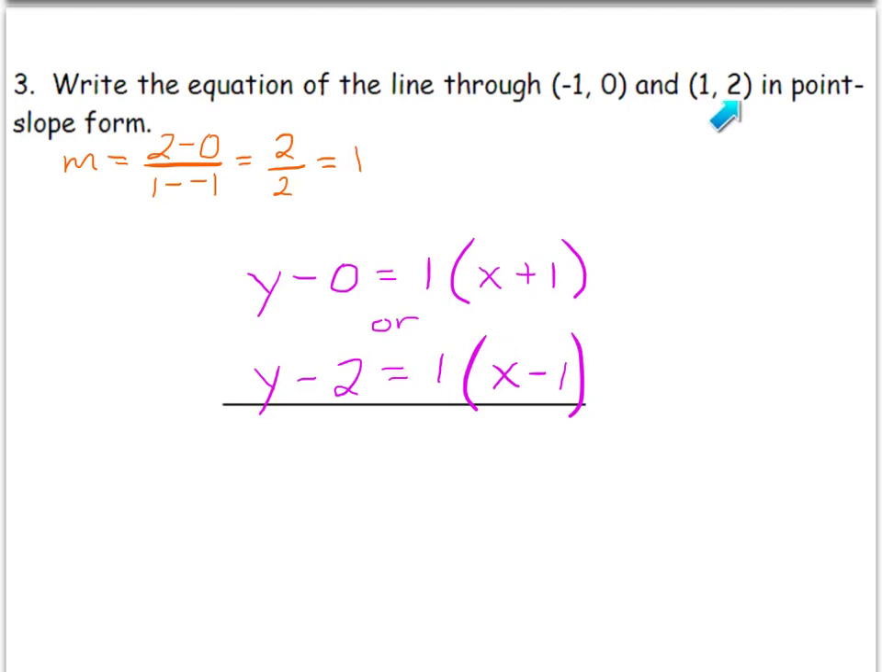What if you pick the second point instead? No problem. We can pick the second point. That's not an issue. So we ended up getting y minus the y coordinate of 2 equals the slope times x minus the x coordinate.